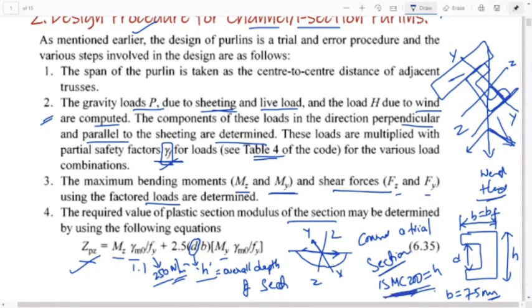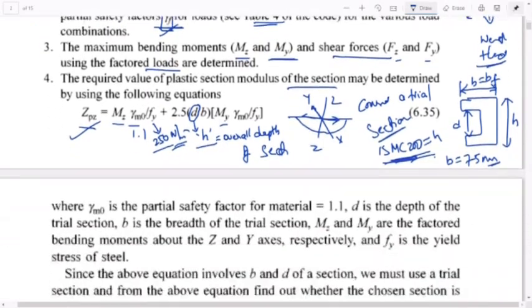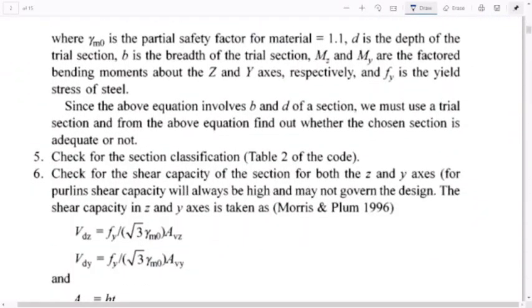It is important to consider a trial section. So once you know this Zpz value, you know that you have to go to the annexure H of IS 800, and based on this Zpz value, you have to select a proper section. Okay, a proper section, I section or a channel section.